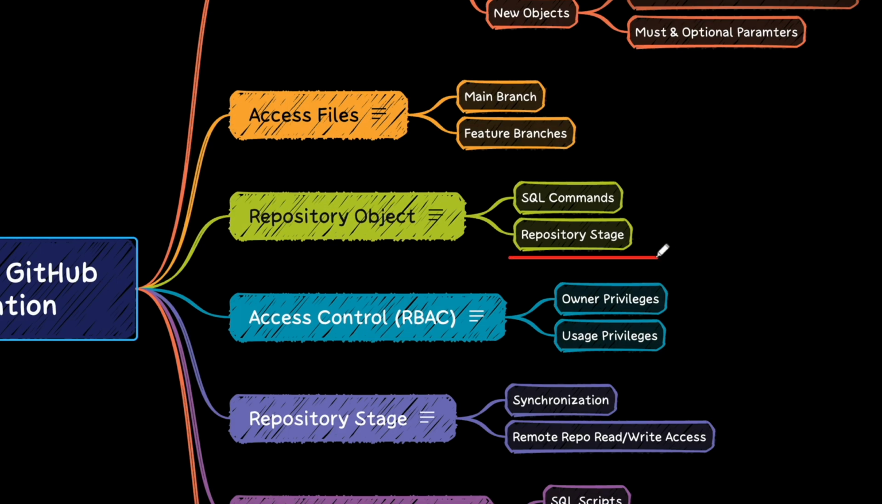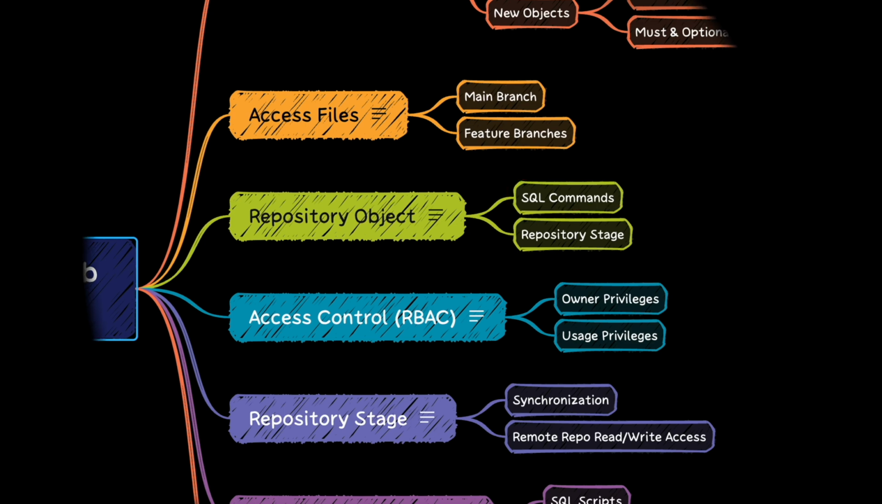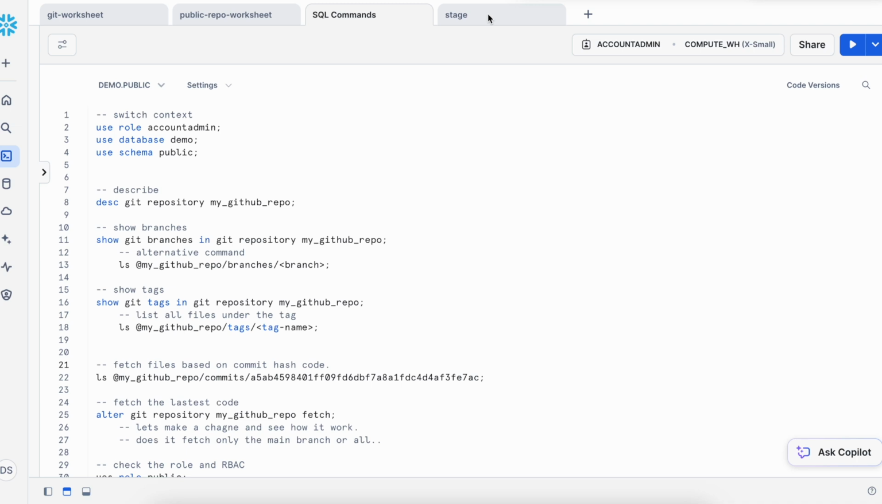So we understood the Git repository stage and how it is different from internal stages, and we have also seen synchronization and read-write access. Now we are going to see how you can run different SQL commands on this Git repository, and what we have seen through Snowsight, we'll try to perform through SQL commands. Let's quickly see the important operations and commands which you can do through SQL. So this is my SQL command worksheet. I am using the account admin role, and this is my context.